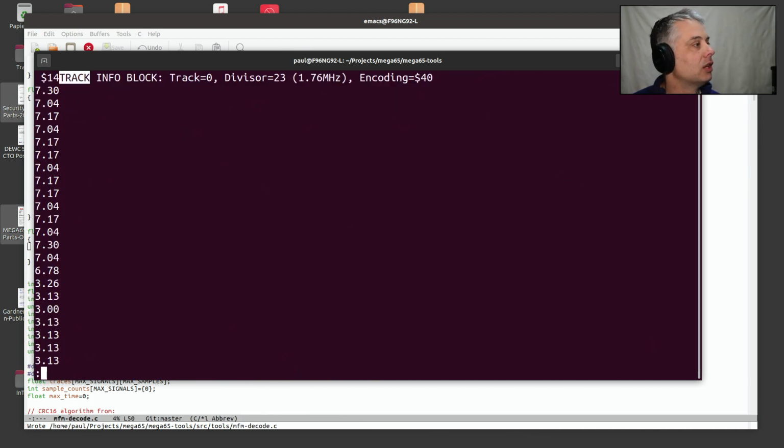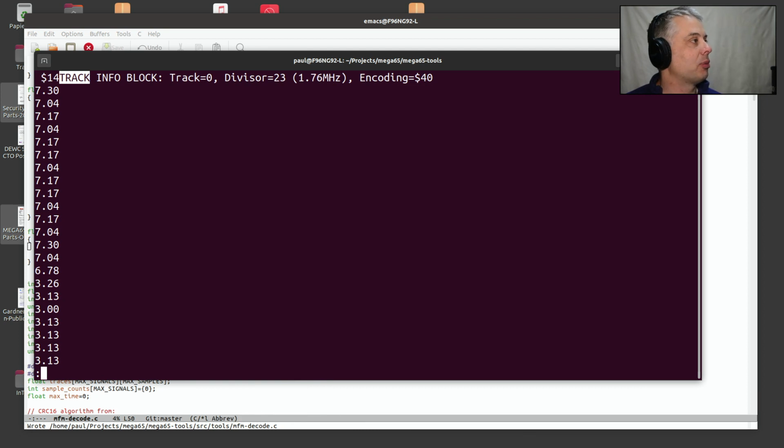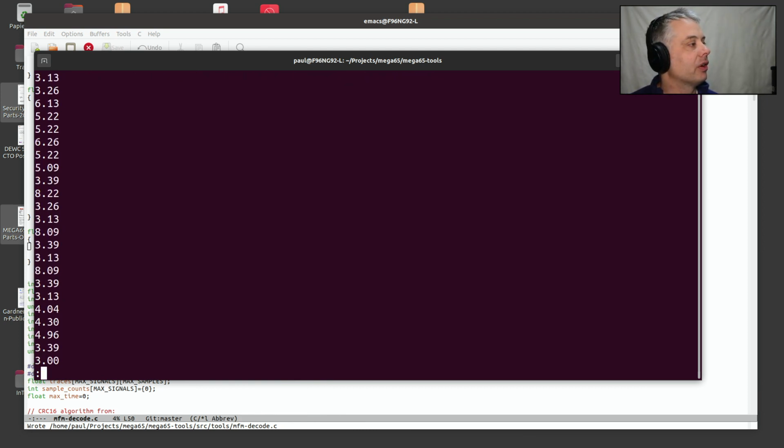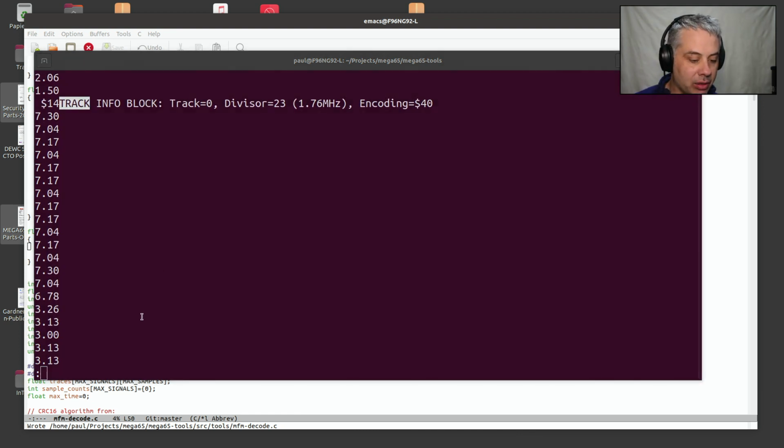Okay, so we hit the track info block, and now we're getting gaps of various sizes, and that's all good. And so now the next trick that we have to deal with is that the sync marker for RLL is different.